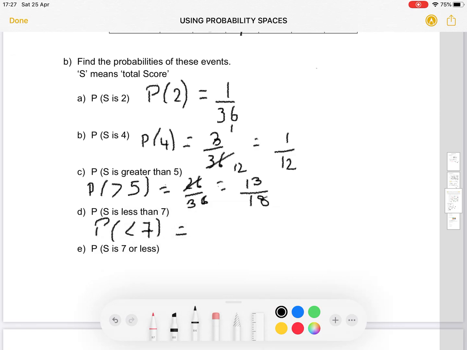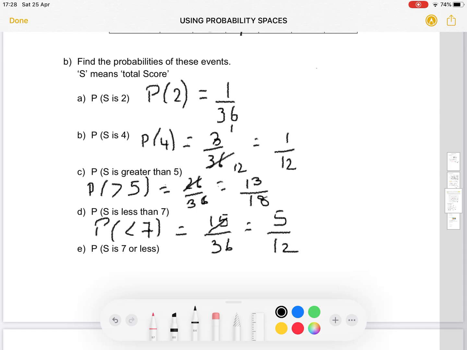15 on 36. It can be simplified with the 3. 15 divided by 3 is 5, and 36 divided by 3 is 12, so it's 5/12.